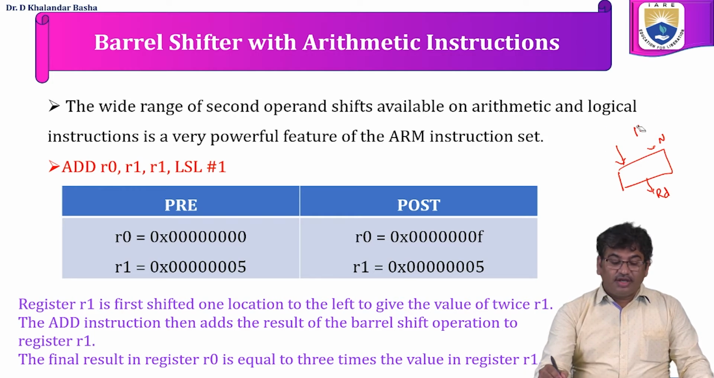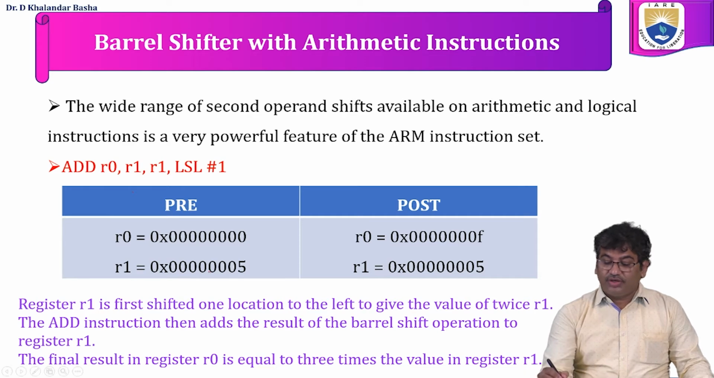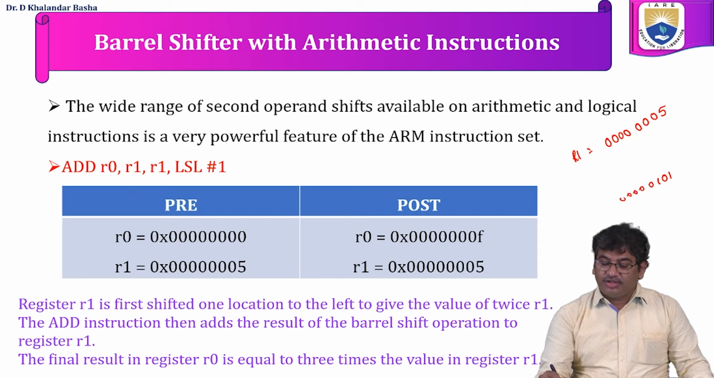So this instruction will do the addition of R1 with the left shifted by 1 bit of the R1 content. Assume before execution the R1 register content is equivalent to 00000005. This we have to shift towards left side by 1 bit. So 5 means we will get 1, 0, 1 and the remaining bits are zeros. When you shift these contents towards left side, we are going to get the value as 1, 0, 1, 0 and the upper bits are zeros.